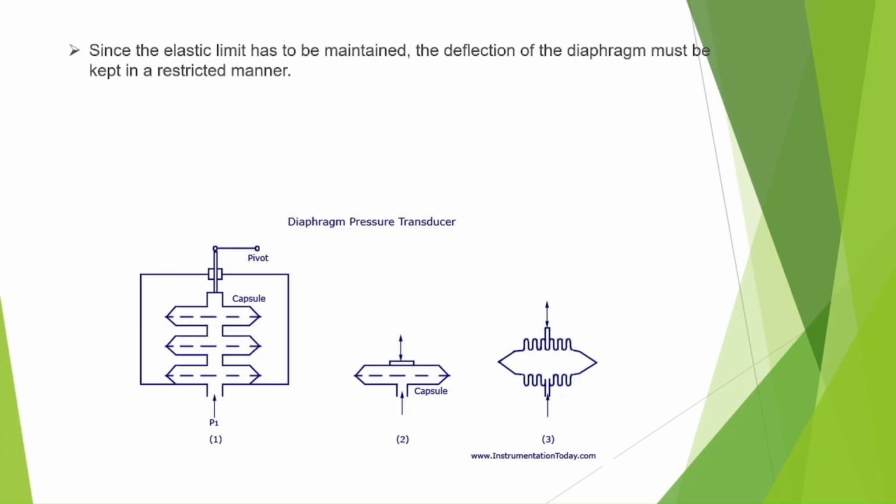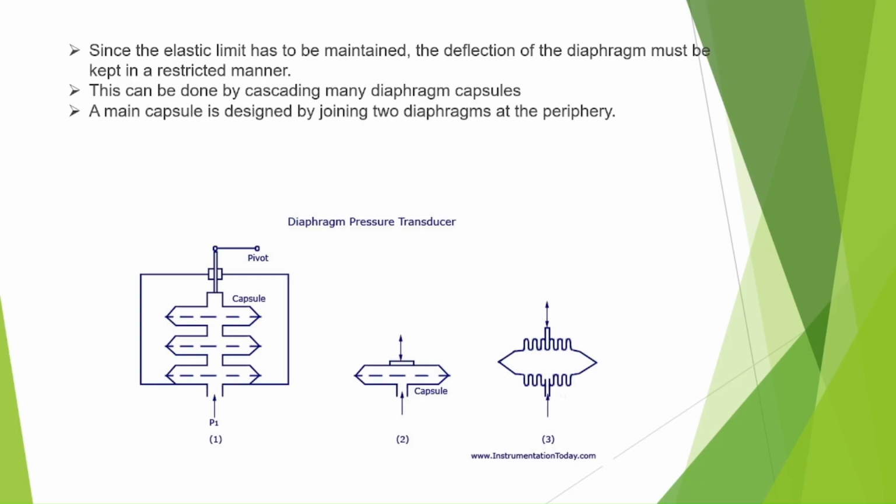And since the elastic limit has to be maintained, because if the elastic limit is lost, the diaphragm loses its actual performance. So we have to maintain the elastic limit. So the deflection of the diaphragm must be kept in a restricted manner. This can be done by cascading many diaphragms, because if we have only one diaphragm, then the life of the diaphragm will be less. So for that case, we are cascading many diaphragm capsules.